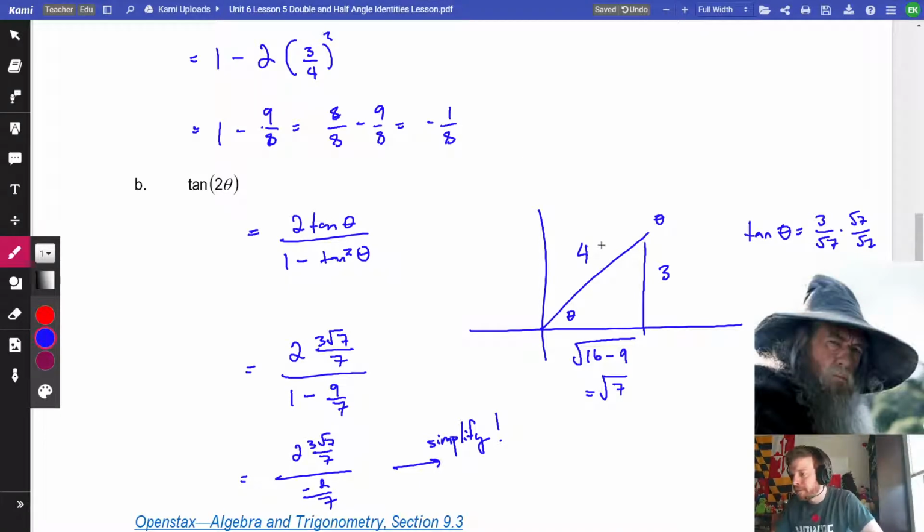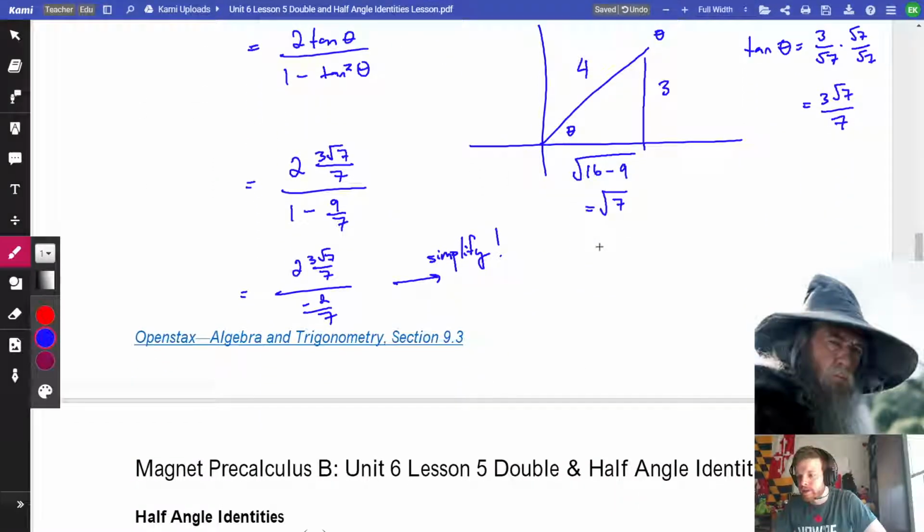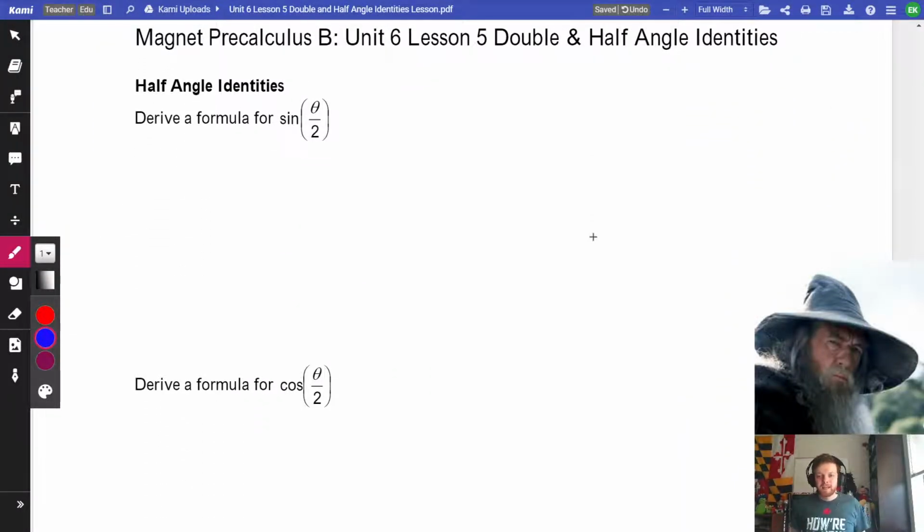Cool, let's keep going. All right, we got a few more formulas here, right? The half angle identities. Now this is a little bit more annoying because the double angle identities, those are pretty nice. They were, boom. You just split that 2 up into theta plus theta and then used sine, cosine, cosine, sine. Now we want a formula for sine of theta divided by 2.